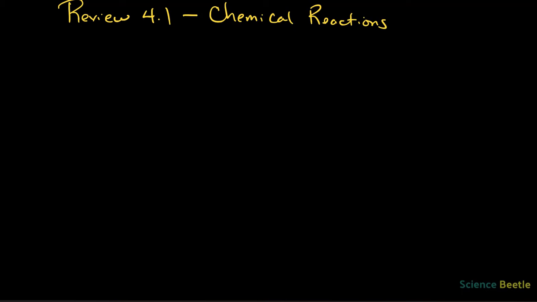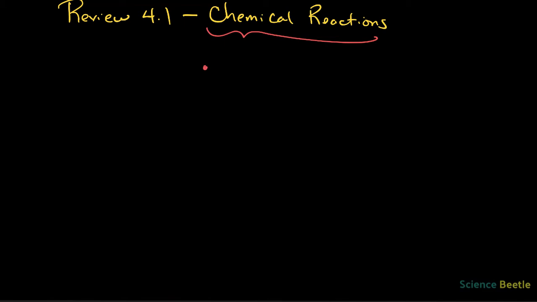Okay, so let's go ahead and do the review for Unit 4. We're going to start with 4.1. 4.1 deals with chemical reactions. And so in this section here, we were looking at the ways that you can identify that a chemical reaction actually took place. So chemical reactions can be identified by various things.